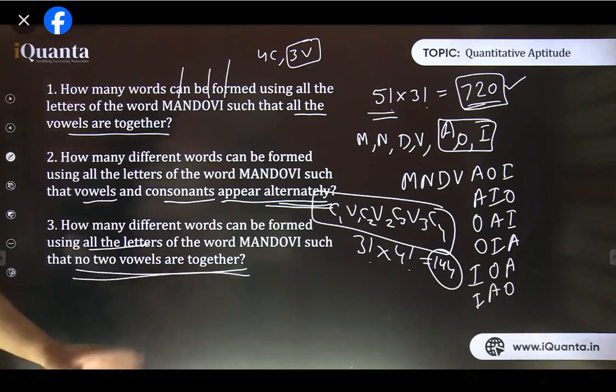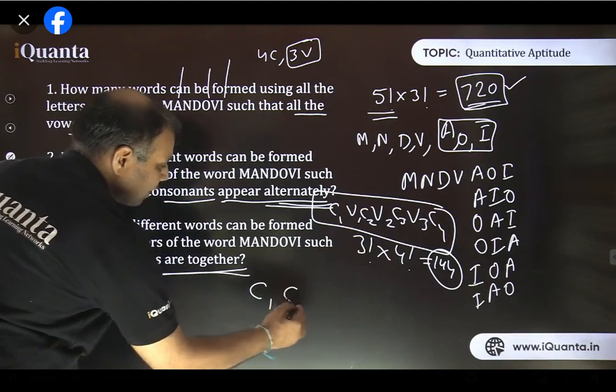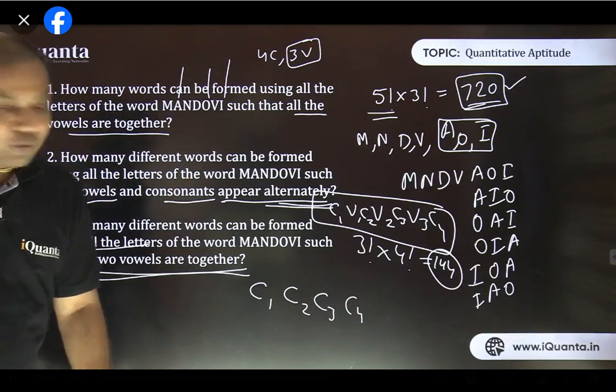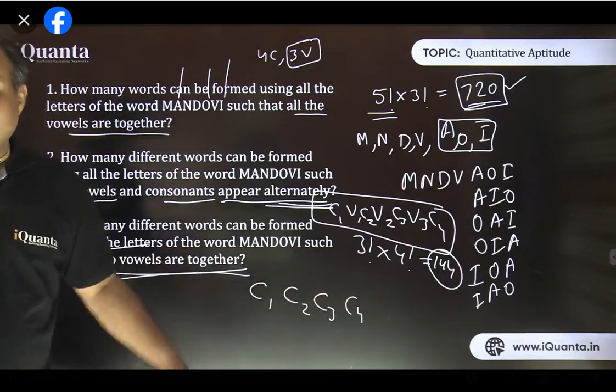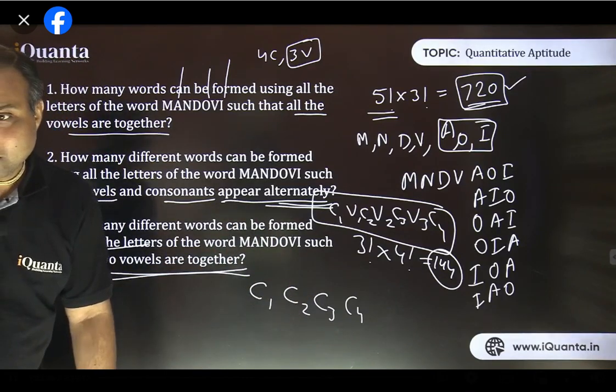So what can be done? The easiest way would be here. There are 4 consonants, so let's first put the 4 consonants on the line: C1, C2, C3, C4. Which one is C1 and which is C2, that we can arrange later. So right now, take it like this.